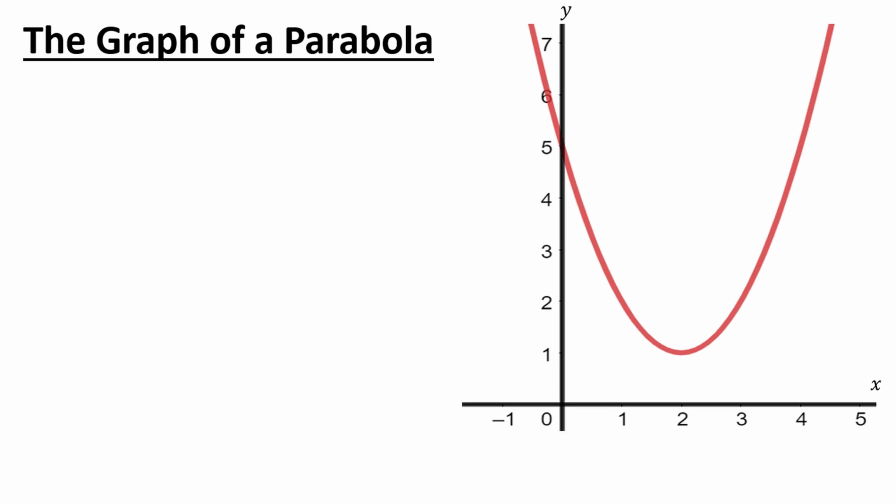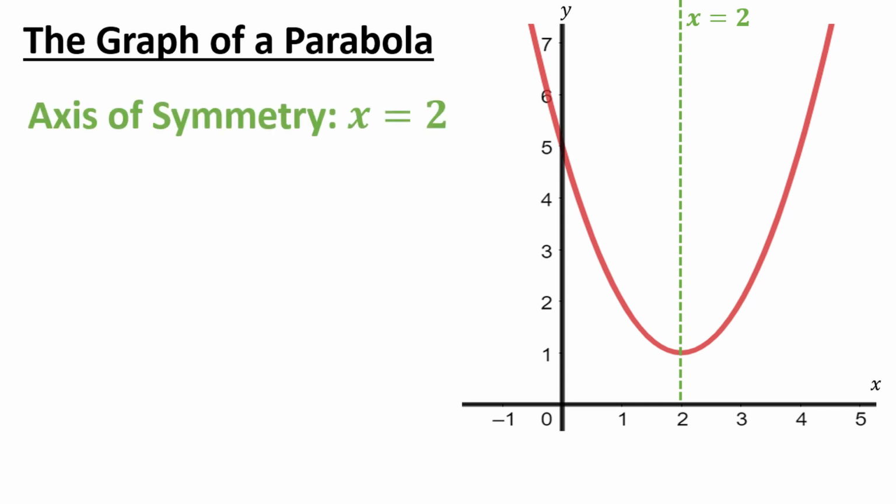We say that this parabola is upward opening as the direction it opens is upward, into the positive values for y. Notice that this parabola has symmetry about the line x equals 2. Everything to the left or the right of x equals 2 is like a mirror image, and the graph is symmetric about x equals 2. For this reason, we state that the axis of symmetry for this parabola has the equation x equals 2.